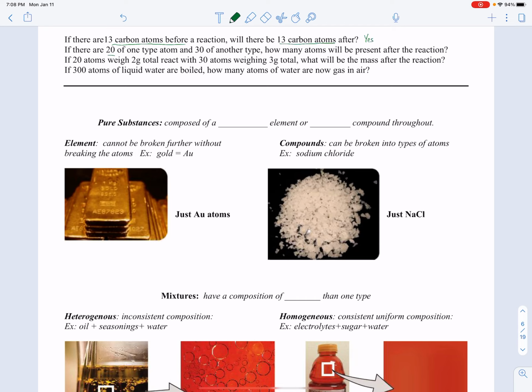If there are 20 of one type, let's call them squares, and 30 of another type, let's call them circles, how many atoms will be present after the reaction? Remember, you don't lose any of them. So if you have 20 and 30 on the left, you're going to have 20 and 30 on the right, which is 50.